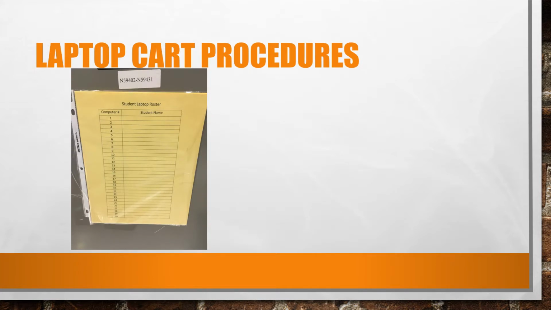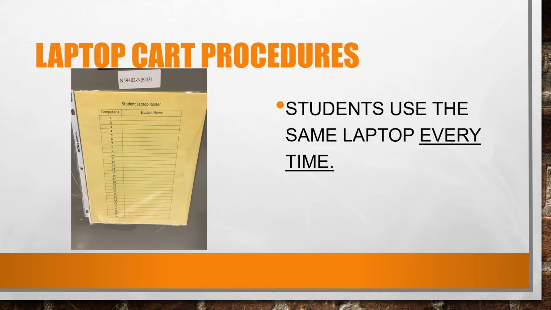Okay, now let's move on to laptop carts. 3rd, 4th, and 5th grade, you all have a laptop cart that you get to use, and there are certain procedures that need to be followed for those. First thing, teachers, is on the inside of the laptop cart door, you are going to find student laptop rosters. I need you to assign each student to a computer number. There are computer numbers on the laptop lids, and every time you use the laptops, the students need to be using the same number every time.